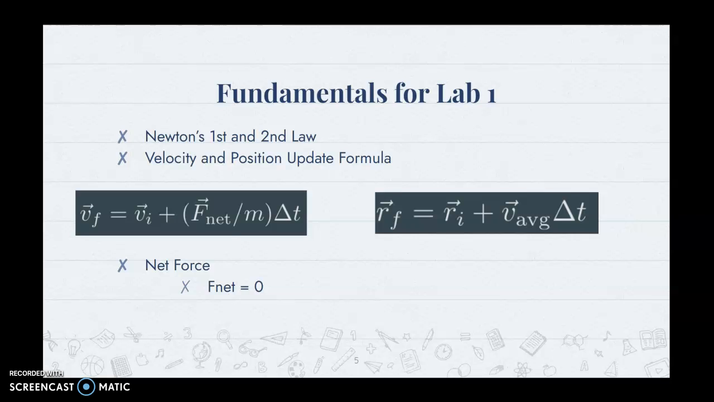Performing this experiment, I assumed that there was no air resistance or friction upon the tennis ball, which causes our net force to be zero. Since the net force is zero, it allows us to state that the tennis ball is in constant motion.